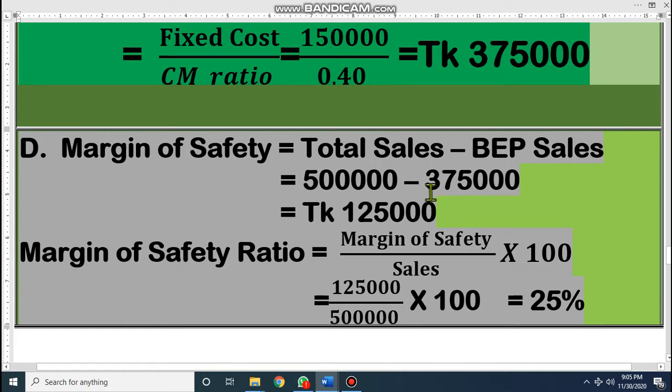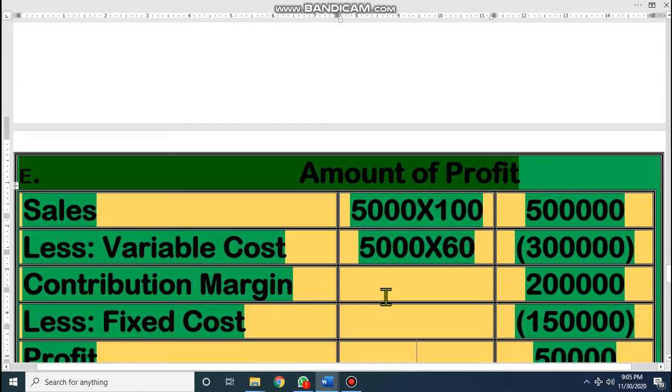Then margin of safety ratio: margin of safety divided by sales into 100. So margin of safety is 1,25,000 taka, sales is 5 lakh taka, into 100, that means 25%. It is MS ratio, margin of safety ratio. Dear student, now next one, amount of profit.